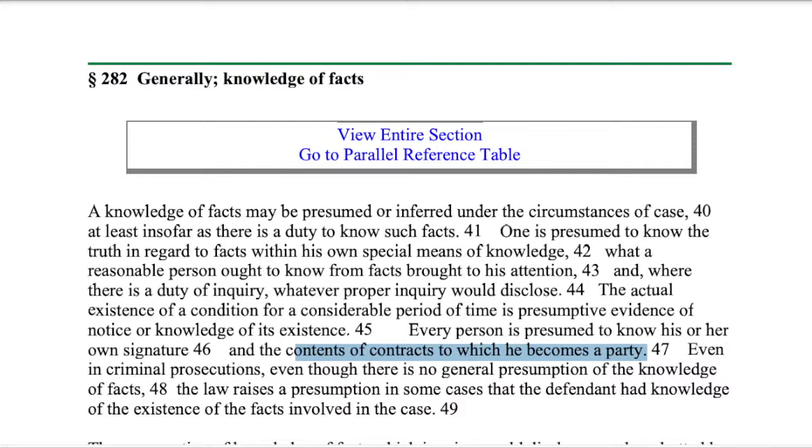Let's continue. Even in criminal prosecutions, even though there is no general presumption of the knowledge of facts, the law raises a presumption in some cases that the defendant had knowledge of the existence of the facts involved in the case. There's no general presumption of the knowledge of facts. The law raises a presumption in some cases, though, that the defendant had knowledge of the existence of facts involved in the case.